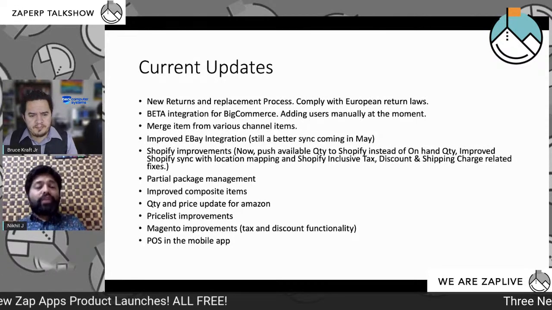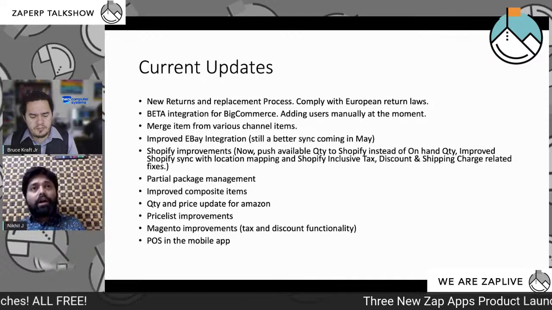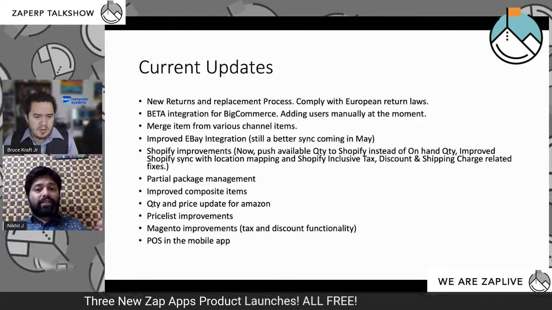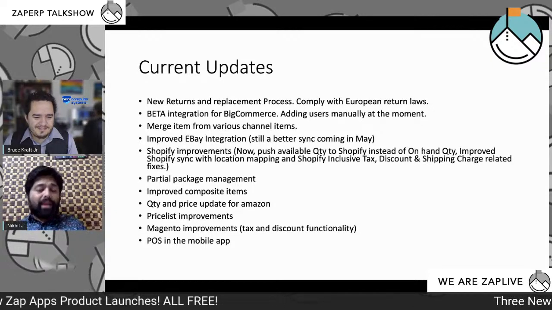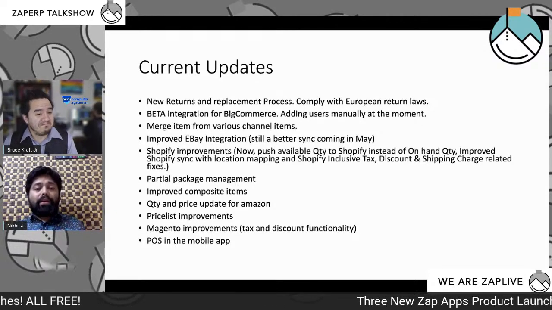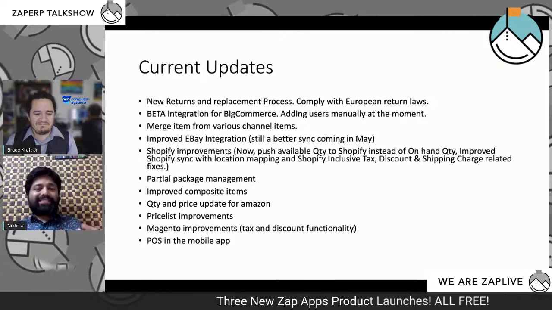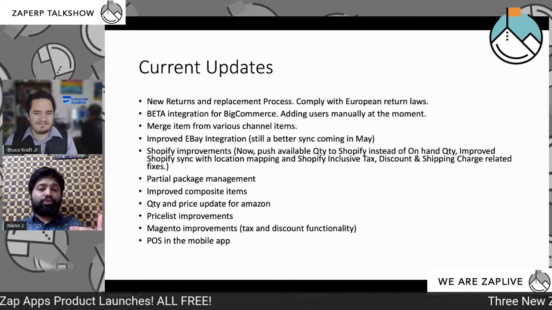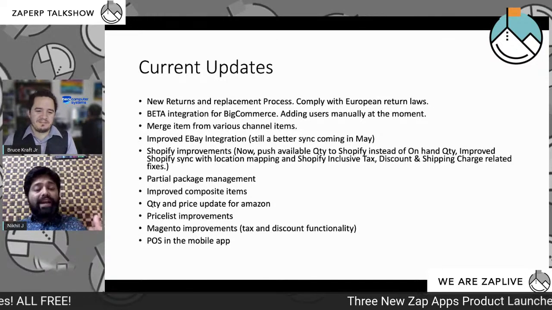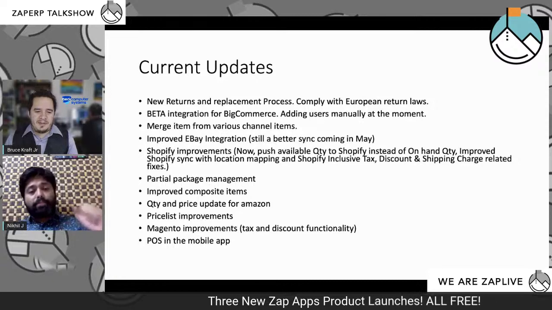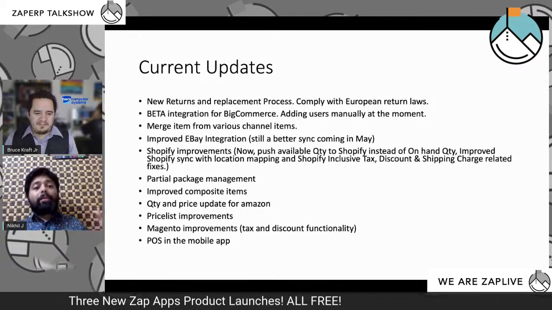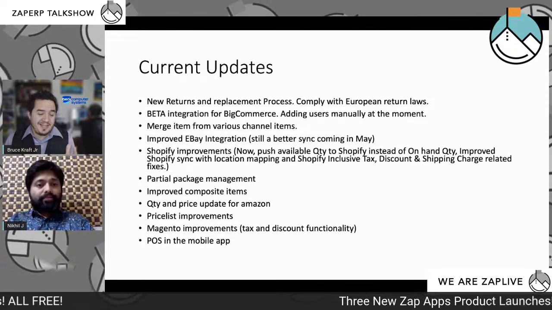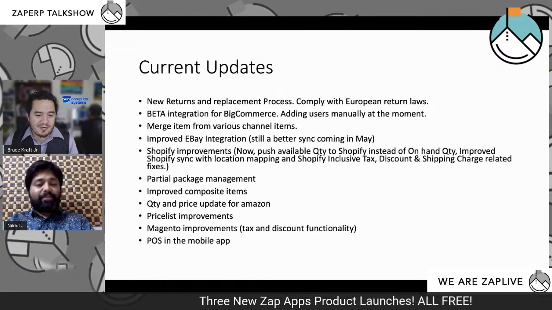eBay. We have improved eBay a lot, but to be honest, I'm going to add a note there and say a better sync is coming in May. eBay is going to be a completely automated, two-way sync where you can add a product directly in ZapERP and it will be pushed to your eBay store. Right now the integration is there. We can pull the product and update the quantity, but the better integration is coming soon.